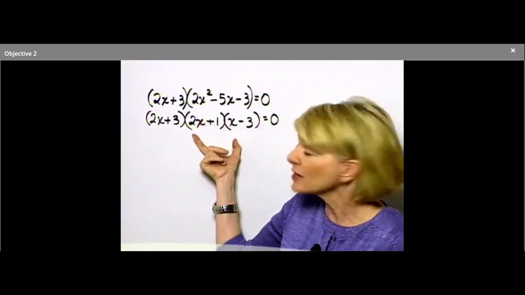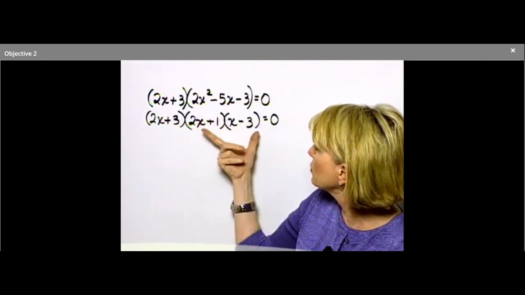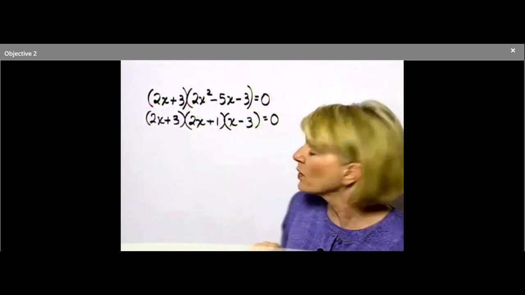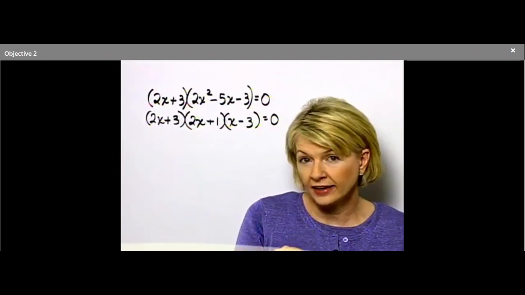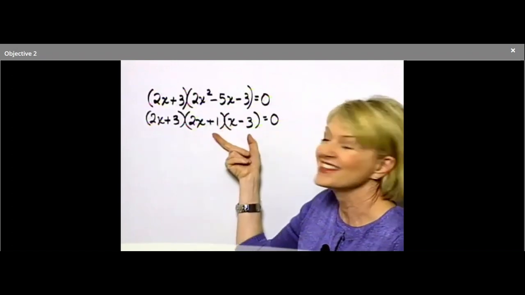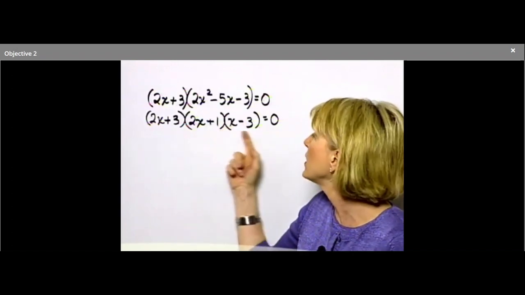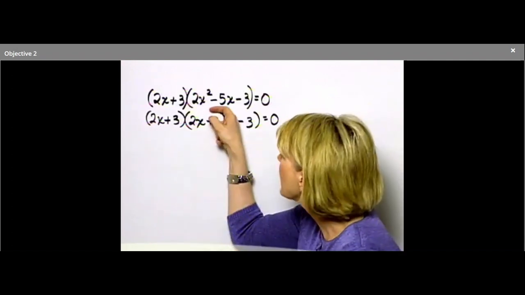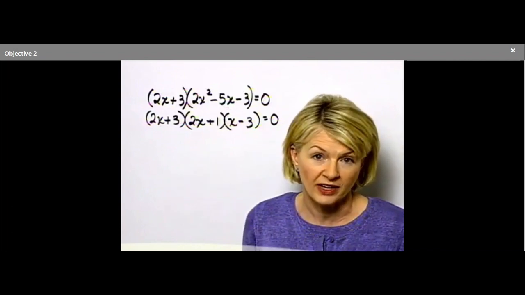Let's check. First times first, that's 2x squared. Outer product, that's negative 6x. Inner product plus 1x. And negative 6x plus 1x is negative 5x. And then don't forget last times last. 1 times negative 3 is negative 3. So I have factored this trinomial correctly.